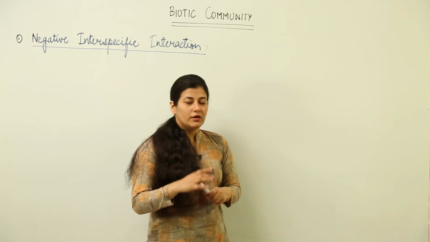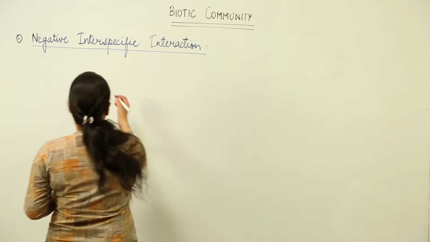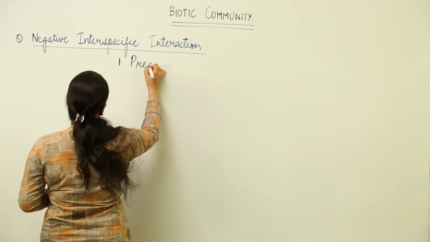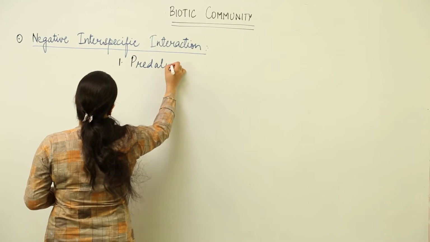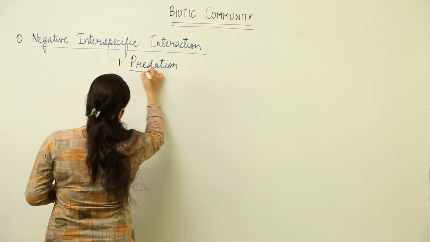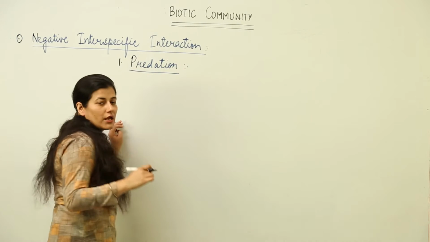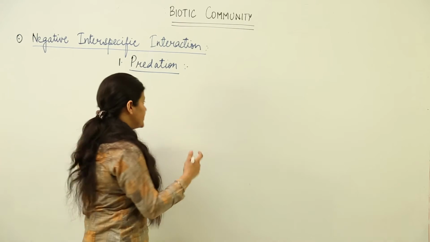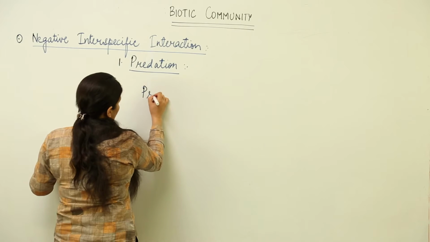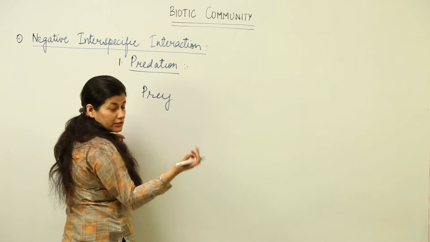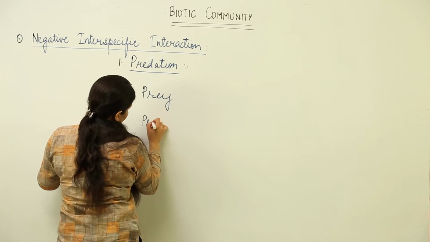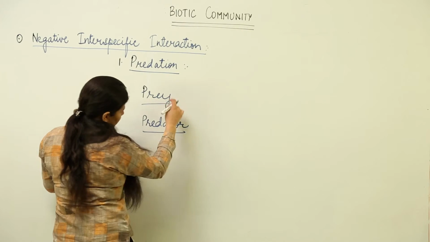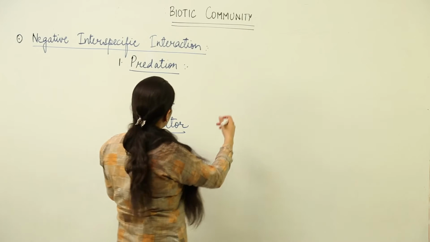Okay. So, the first type of negative interspecific interaction that we are going to study is that of predation. Now, what is there in predation? You know, there is a prey, there is a predator. These are not new terms that you are listening to. One is prey, the one which would be eaten by the predator. So, this is the simplest one. We are going to dedicate very little time to this particular interaction because it is the easiest one.